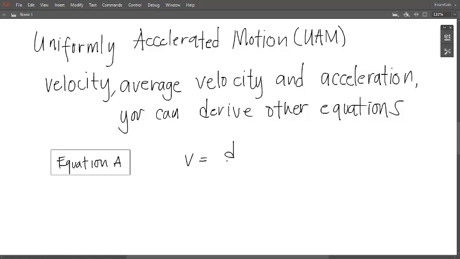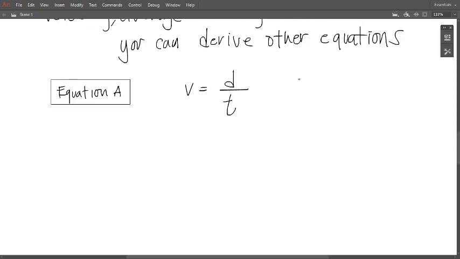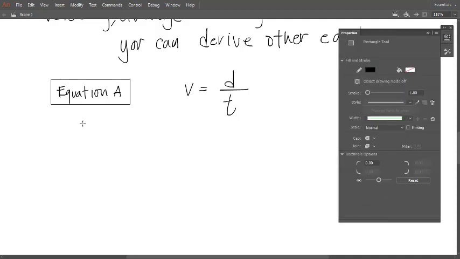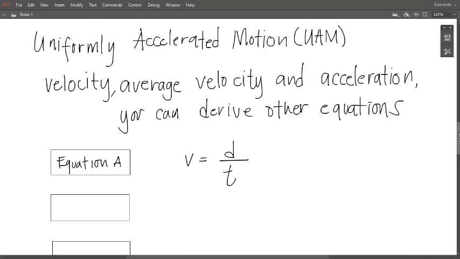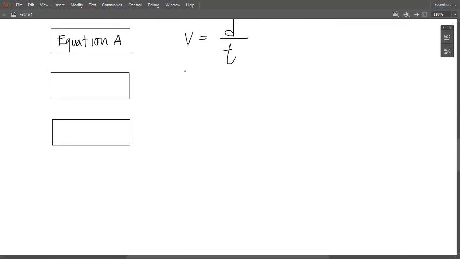V is equals to distance over time, d over t. Next is for the average velocity, and lastly acceleration. So let's have first the average velocity. It's equals to Vf plus Vi over 2.